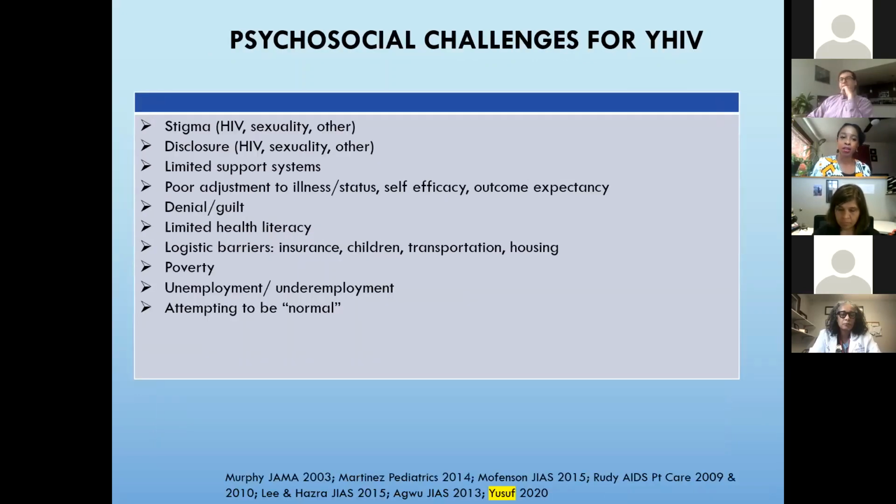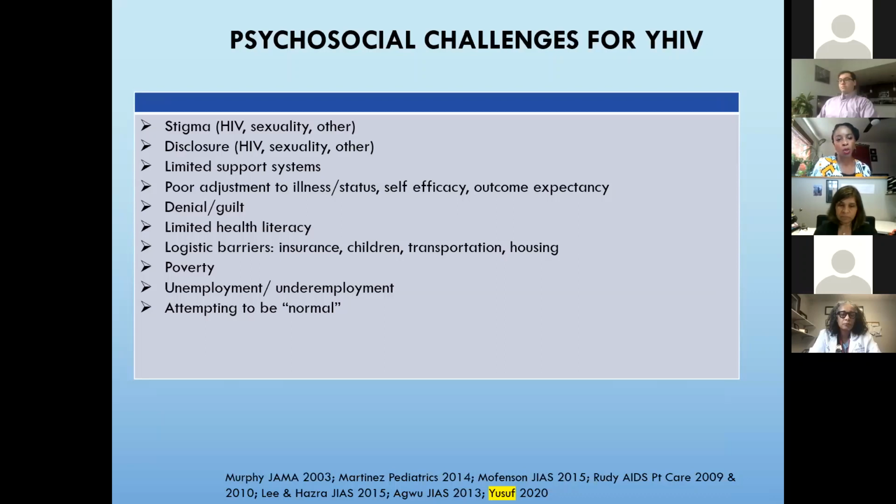But then psychosocially, though we have come a long way, we are still dealing with a significant amount of HIV stigma. And many of our young people are also dealing with multi-level stigma, internal as well as externalized stigma for their diagnosis, as well as their sexuality or other factors, disclosure, limited support systems, poor adjustment to illness, limited health literacy, lots and lots of logistical barriers: insurance, they may have kids of their own, transportation, housing, poverty, unemployment, and underemployment, and then there's the attempt to be normal, the desire to be normal.